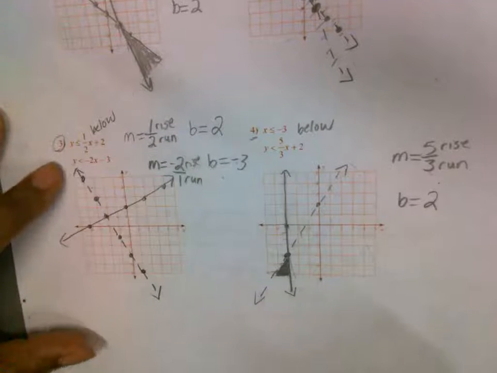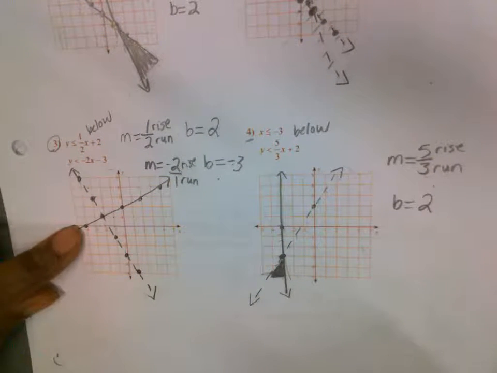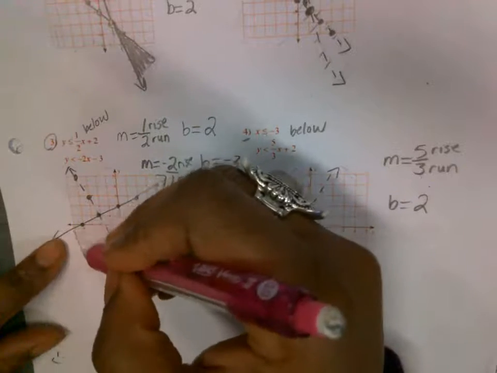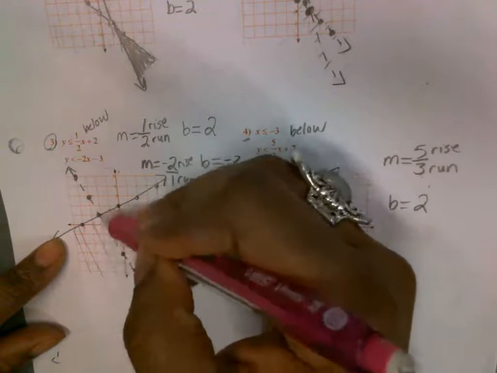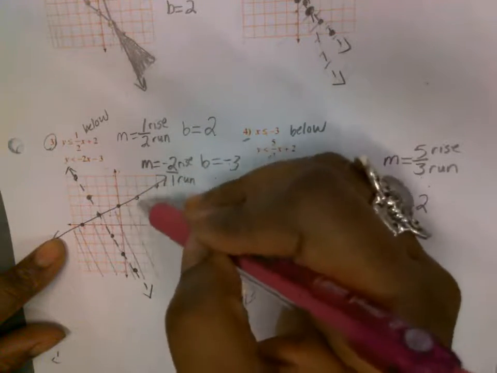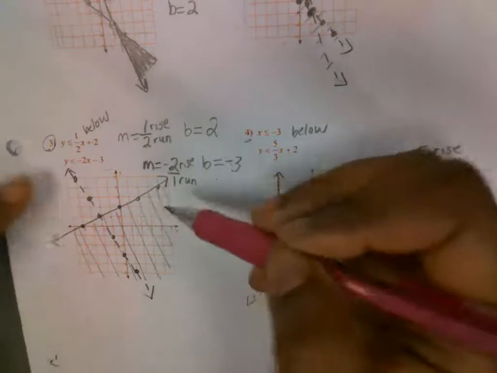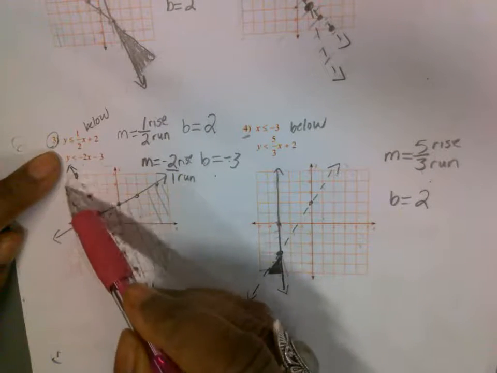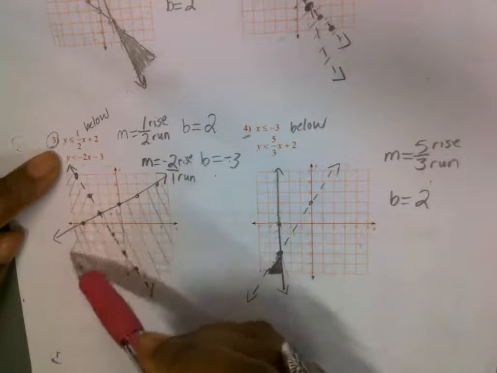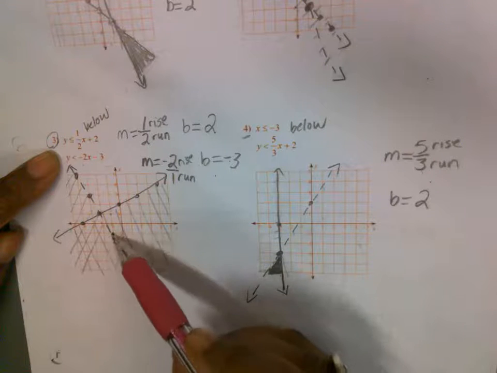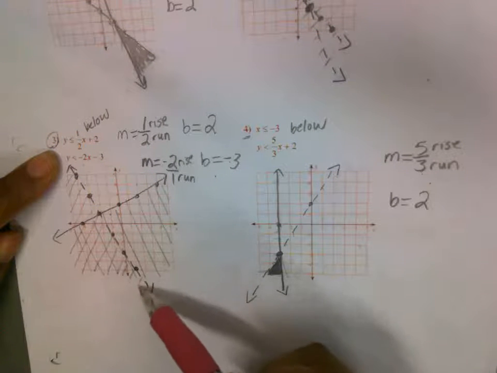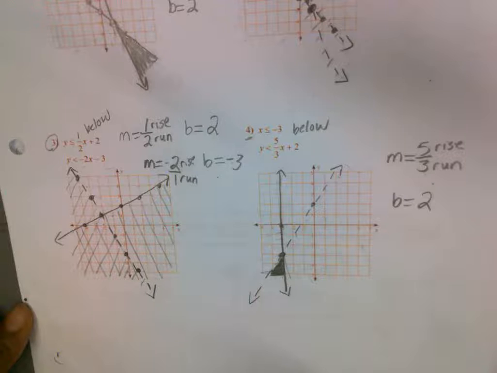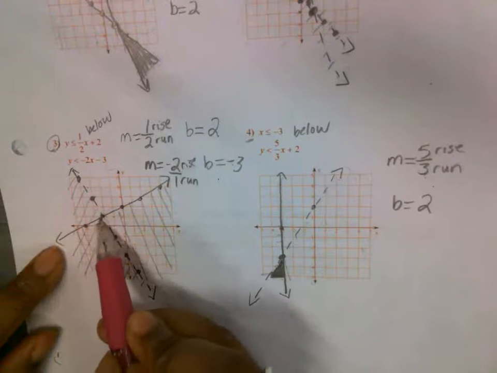Okay. Now let's shade. The first equation, you're shading below. So that's under this line. In the second equation, it's also below. So that's under the line. The line is going this way. Under the line is here. Okay. The overlapping region is going to be right here.